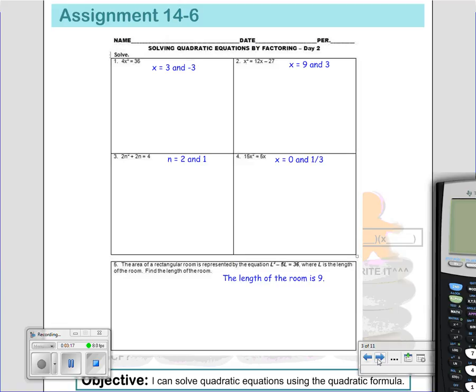Here are the answers to assignment 14-6. Pause the video if you need to check your work, or to check your answers.